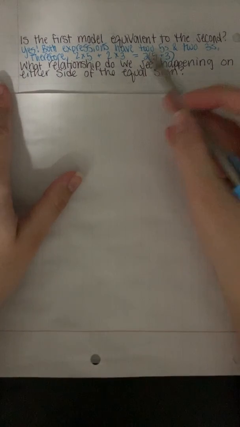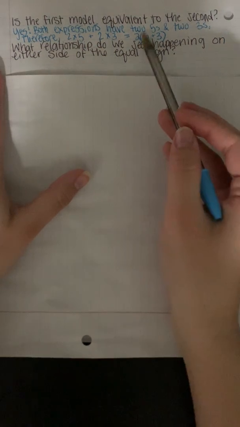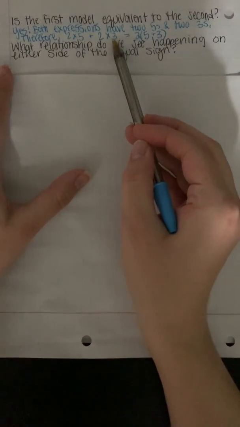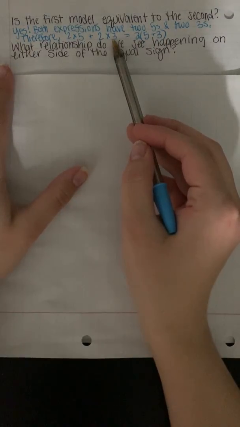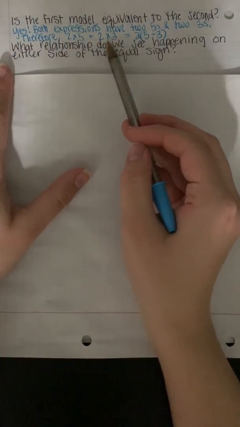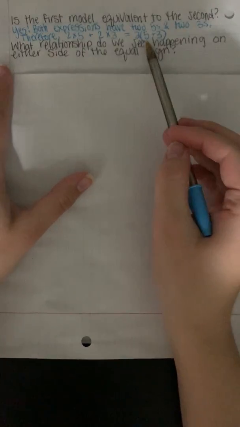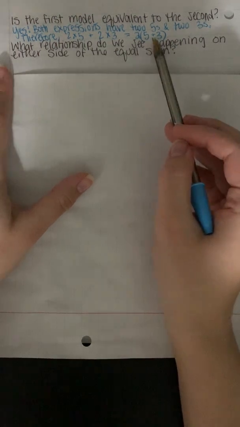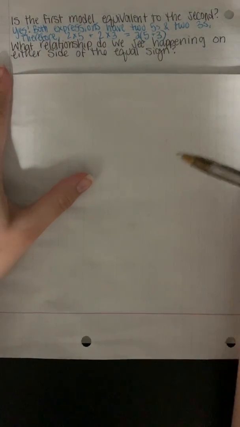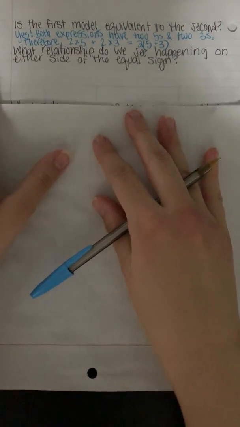What relationship do we see happening on either side of this equal sign? Okay, so on the left-hand side of the equal sign, 2 is being multiplied by 5, and then by 3 before adding the products together. So here we're multiplying 2 by 5, we're multiplying 2 by 3, then we're adding together. On the right-hand side of the equal sign, what's happening is the 5 and 3 are being added first and then being multiplied by 2. So we'll write that out in words.